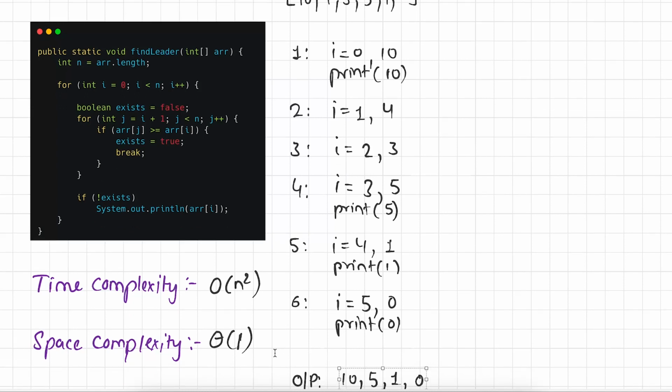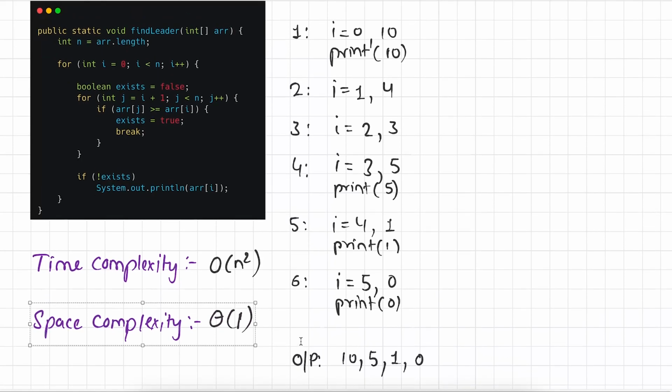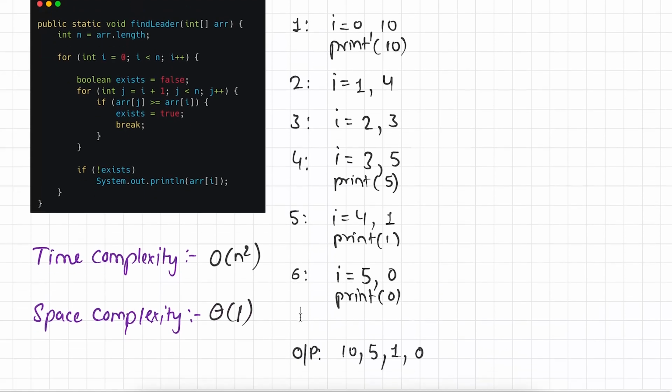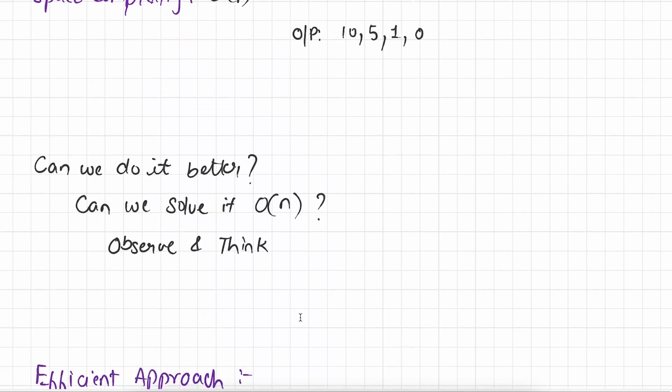Now talking about the space complexity, we are not using any extra space, so the space complexity remains theta of 1. So to solve this problem using brute force approach, this solution took big O of n square time and theta of 1 constant space. But can we do it better? Can we solve it in big O of n time?